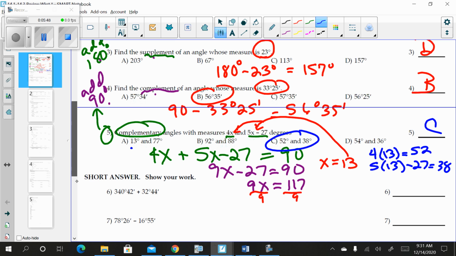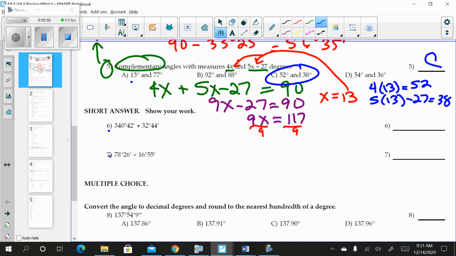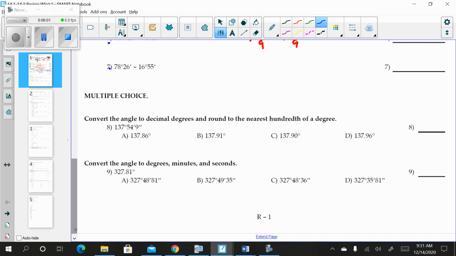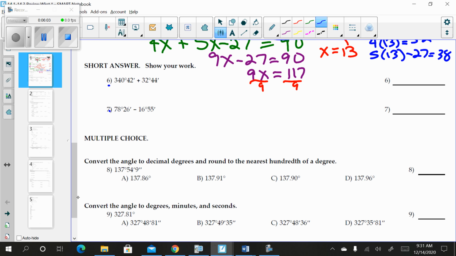All right, so I'm going to go ahead and let you do number 6 and number 7 just on your calculator. And again, you're just typing in using your degrees minutes. So just go ahead and do those operations. Hopefully that shouldn't be too terrible for you. Remember to change over for 8 and 9. You're starting in one of the forms and you're going to the other.